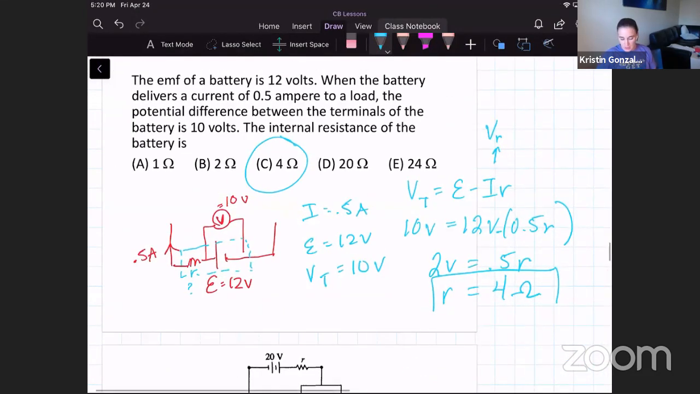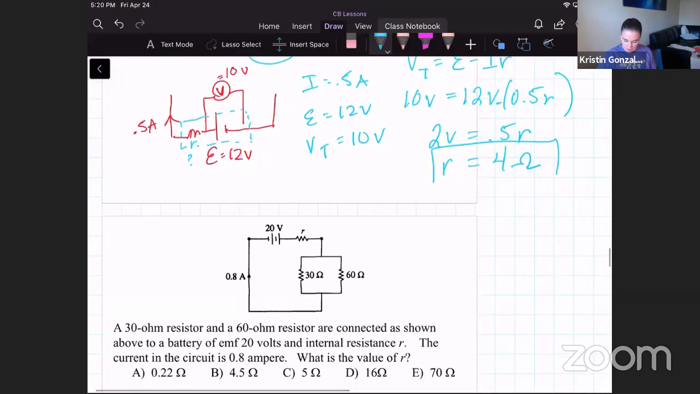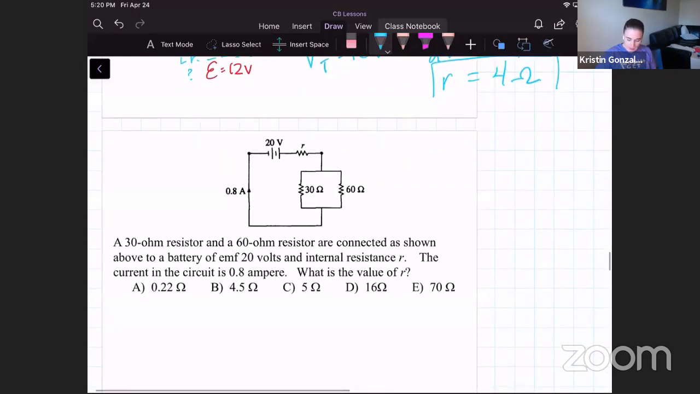Okay, let's do one more of these with internal resistance. So we've got our circuit here. We've got our battery, 20 volts is the EMF of that battery. There is an internal resistance. And we have 2 resistors, a 30 ohm resistor and a 60 ohm resistor. And we know the current is 0.8 amperes. So what is that internal resistance?